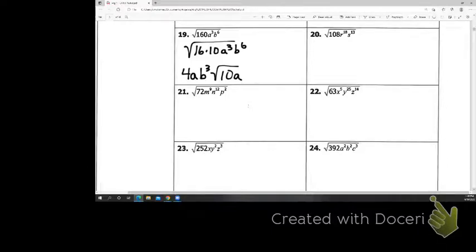How about 108? 9. Anything bigger? This would be 9 times 12. Does 12 have a perfect square in it? 4 times 3. Yeah, so since it's 9 times 12, 12 has a 4 in it. So let's rearrange that and multiply the 9 and the 4 together, which would be 36 times 3.